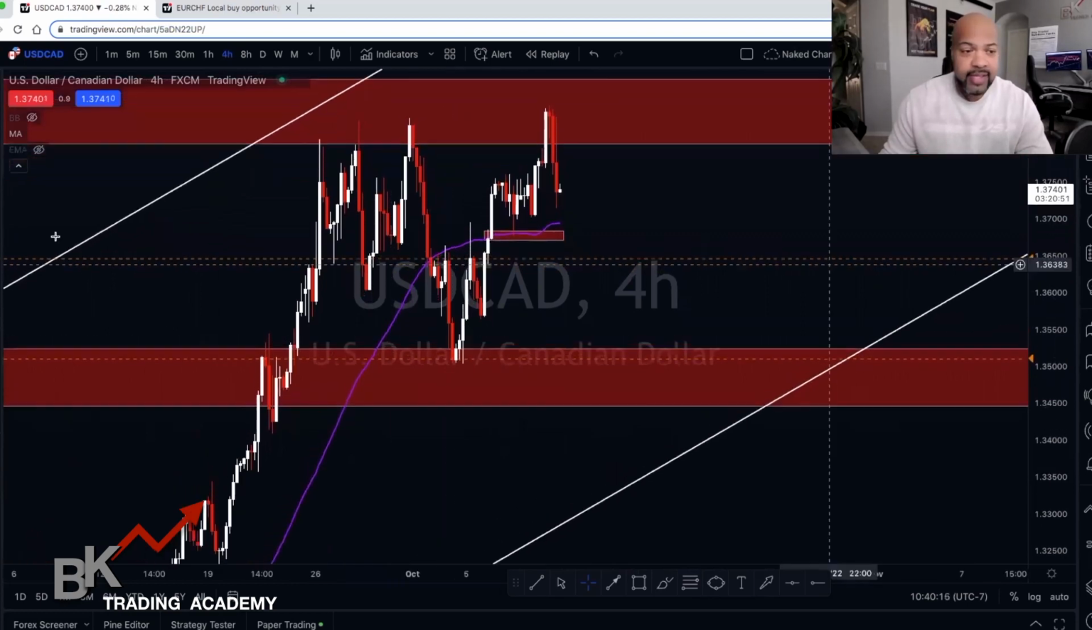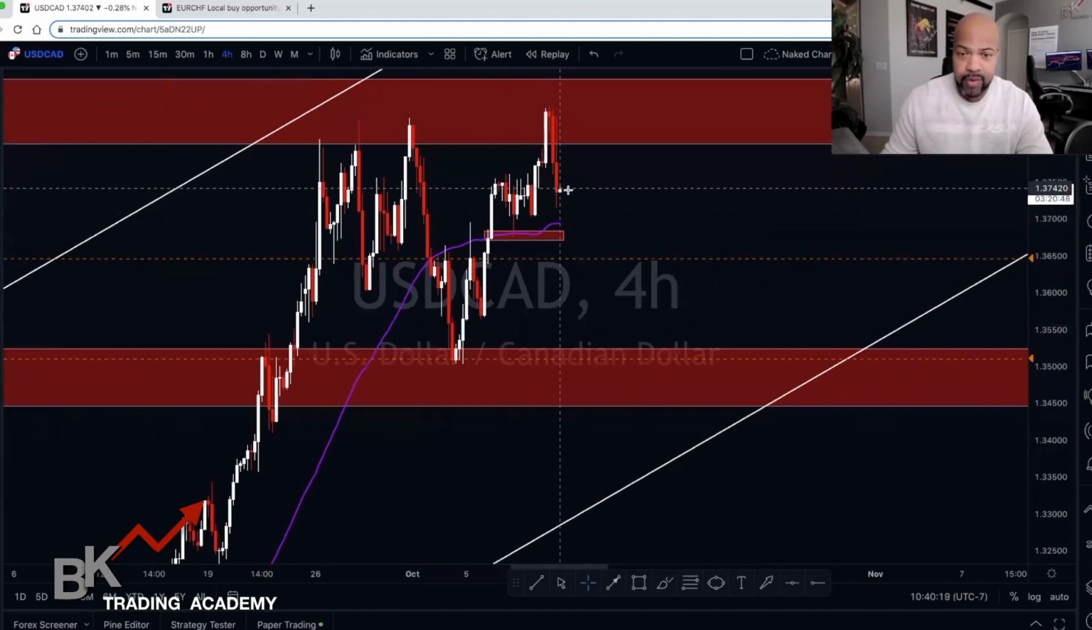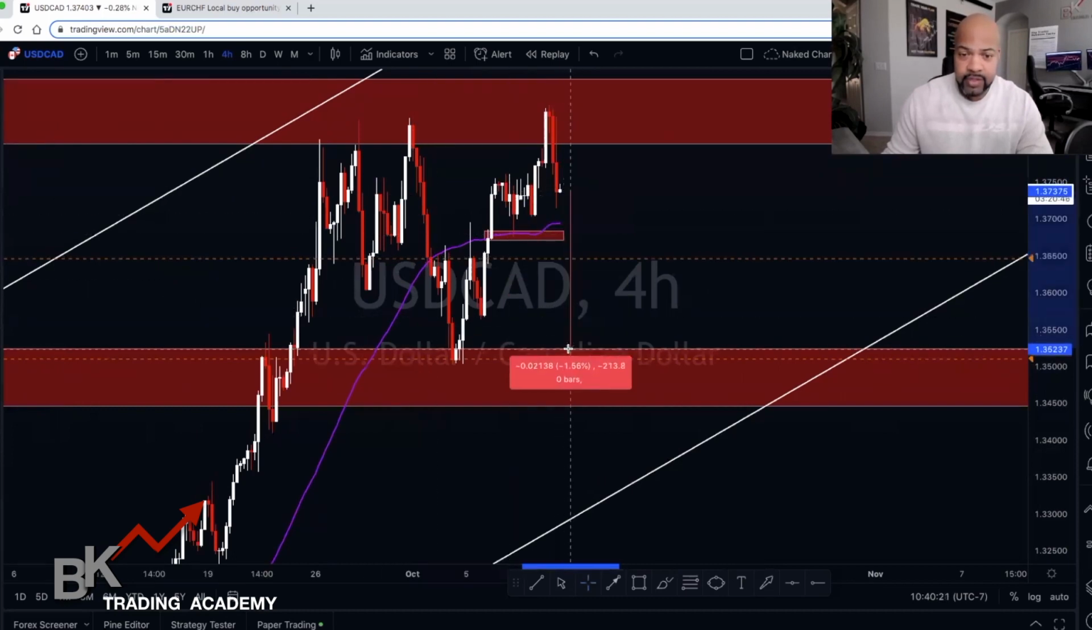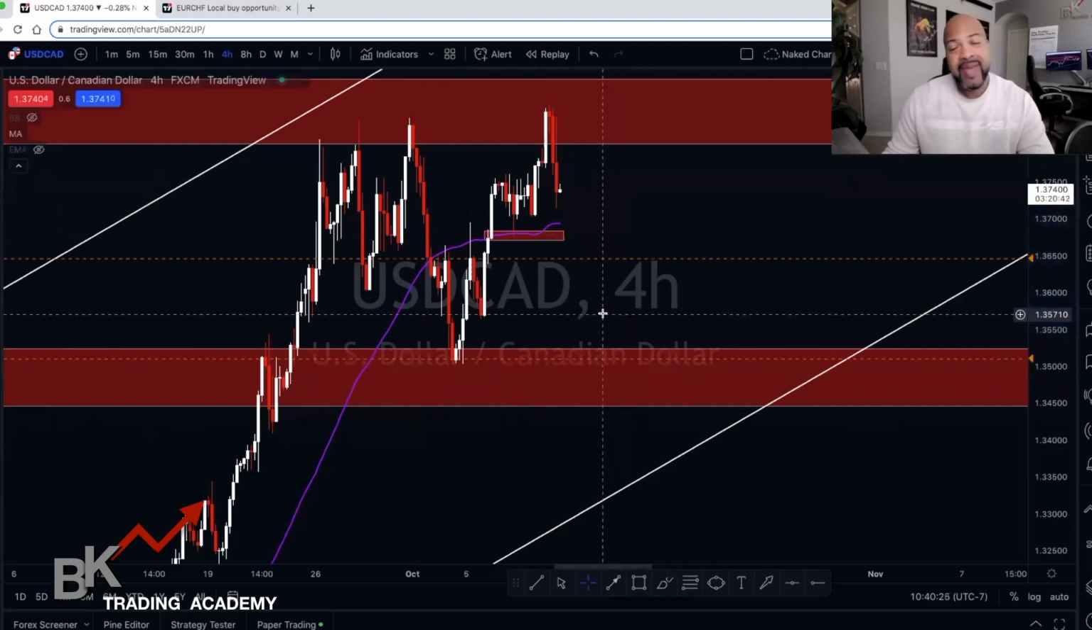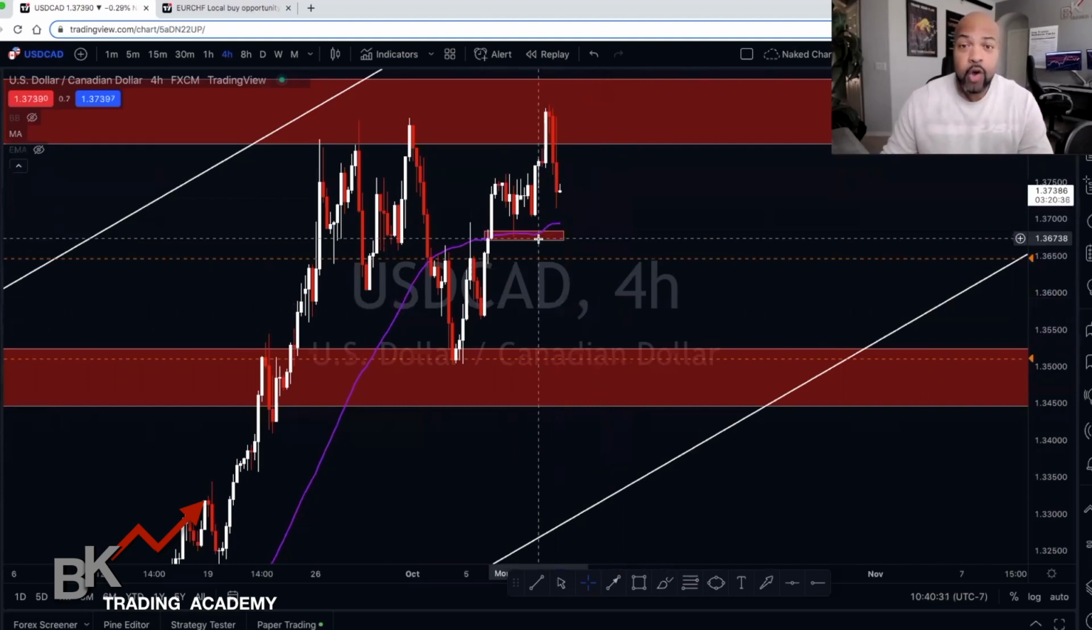And as you can see, if I get my measuring tool from where price is currently at to the support zone, that's over 200 pips right here, right? You may not feel comfortable trading that long. That can take weeks to happen. So now we're going to find minor support zones and minor resistance zones.